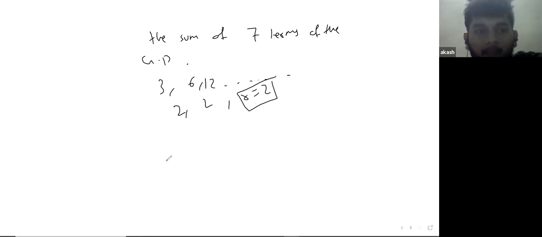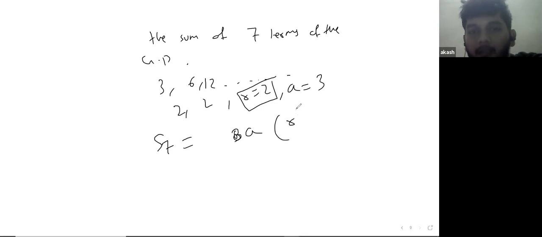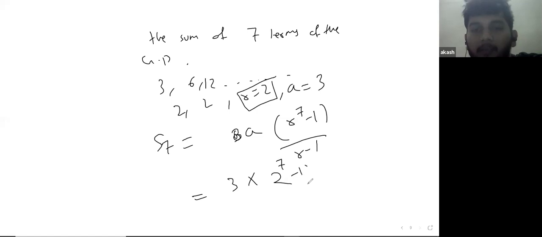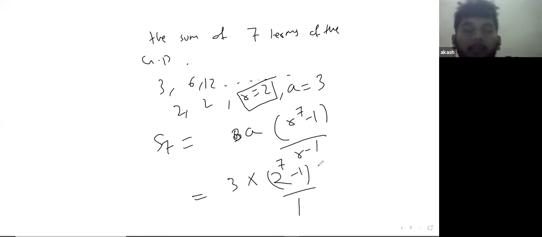Okay. Khalil has answered. See, the value of r is 2, the value of A is 3. So the formula is S7 equals 3 into r raised to the power 7 minus 1 upon r minus 1. So this would be 3 into 2 raised to the power 7 minus 1 upon 2 minus 1, which is 1. And 2 raised to the power 7, you can calculate, minus 1 you can do after multiplying 3. All right.